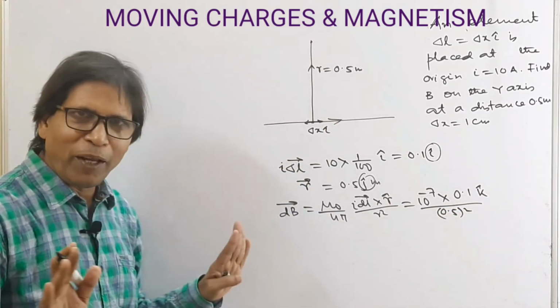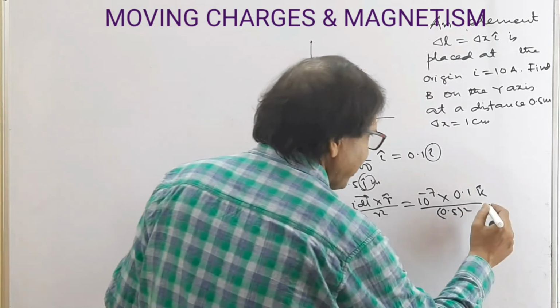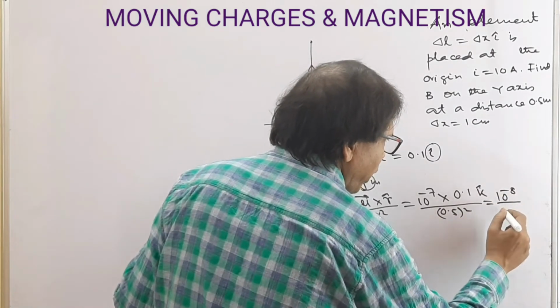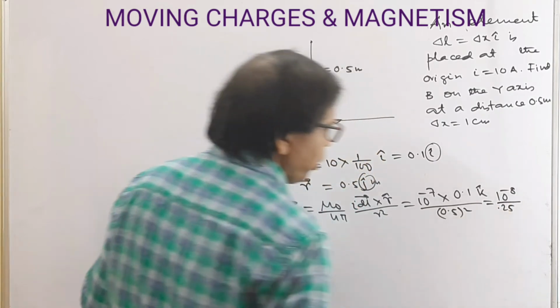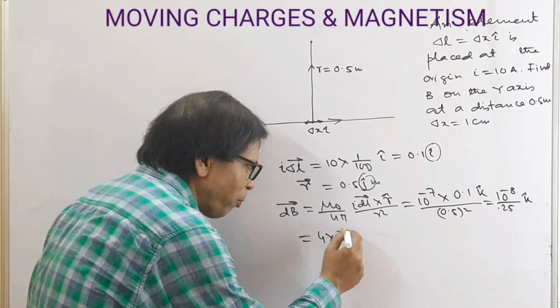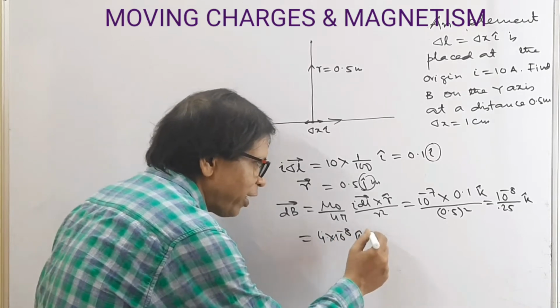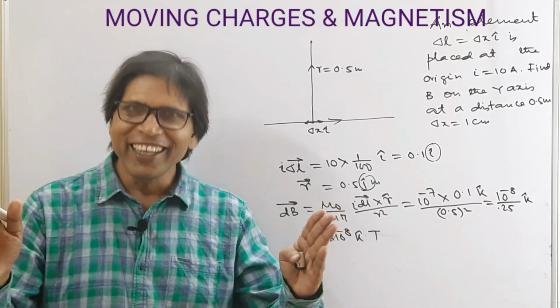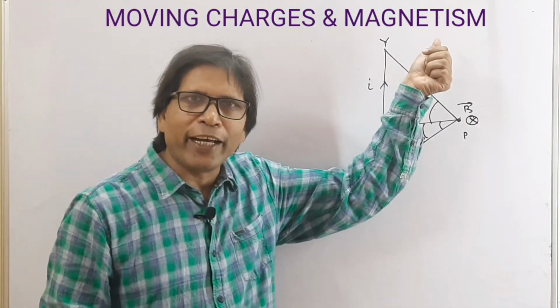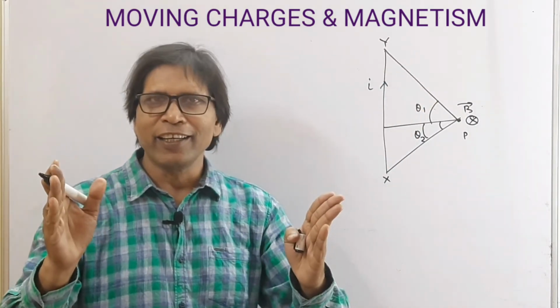Okay, no problem. Now look at this, this is 10 to the power minus 8 divided by 0.25 k cap. This is 4 into 10 to the power minus 8 k cap Tesla. Understood? Next, look at this. This is a straight conductor carrying current I.